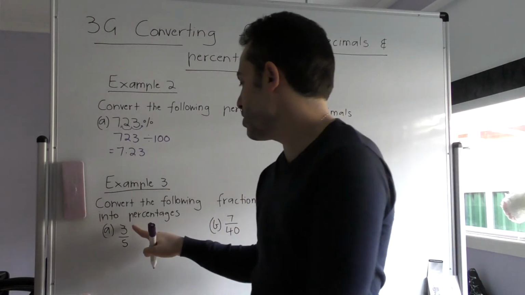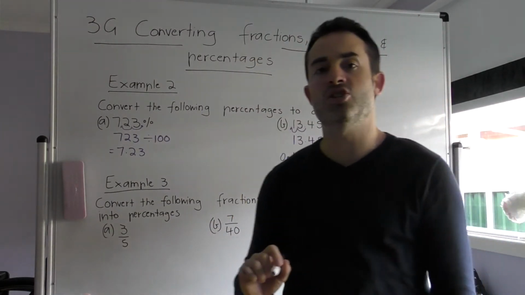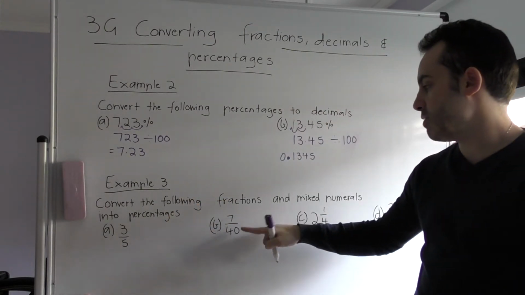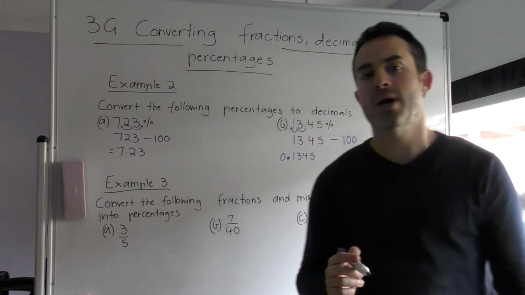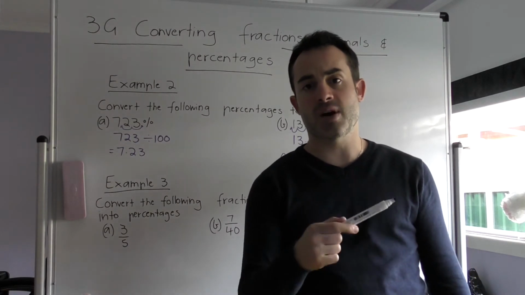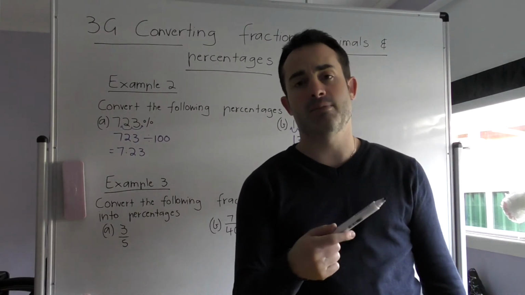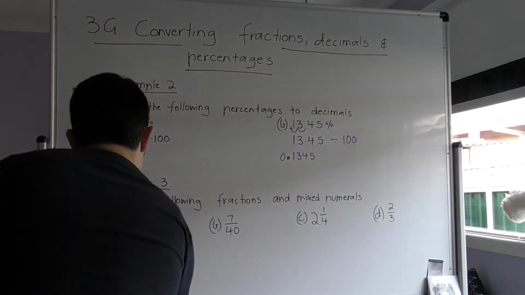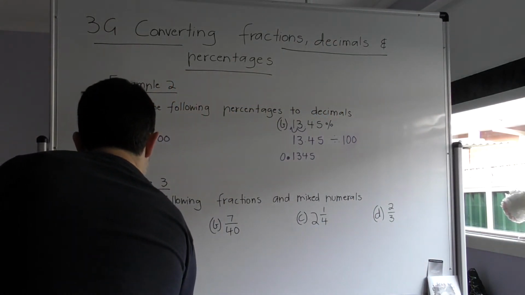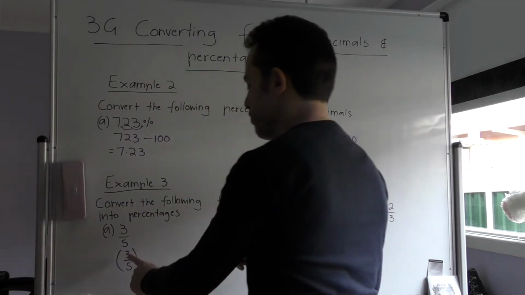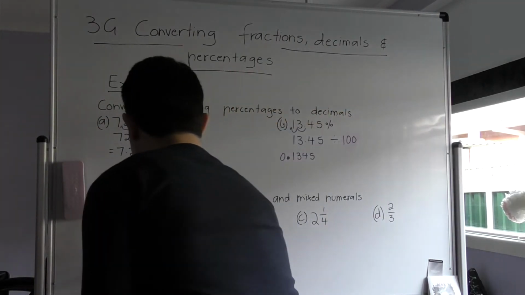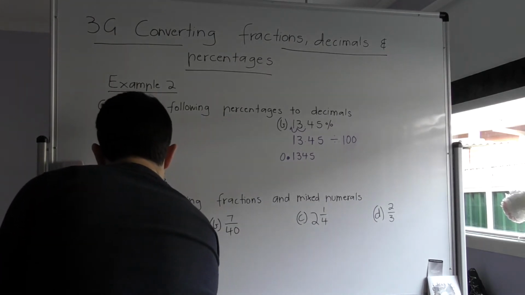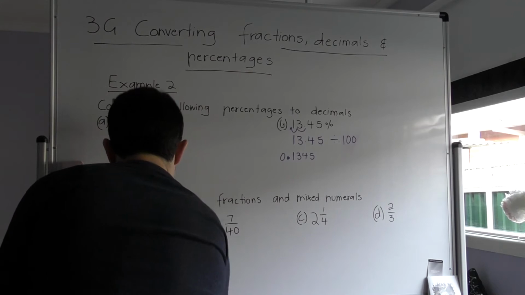Okay, so if I want to convert 3/5 to a percentage, I'm going to go 3/5 times 100, get my answer. If I want to convert 7/40 into a percentage, I'll go 7 divided by 40 times 100, get my answer. Okay, now one thing you need to be aware of is when you're typing them into your calculator, use brackets. Okay, so put your fraction in a bracket, times it by 100. And then this one here will give you 60%.